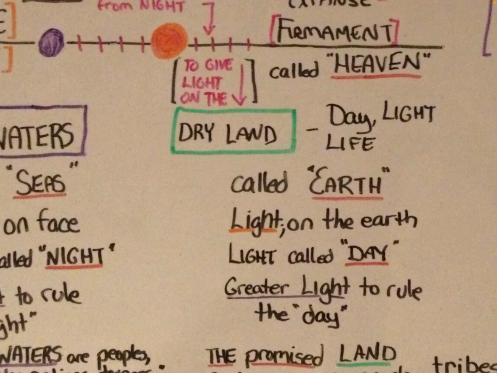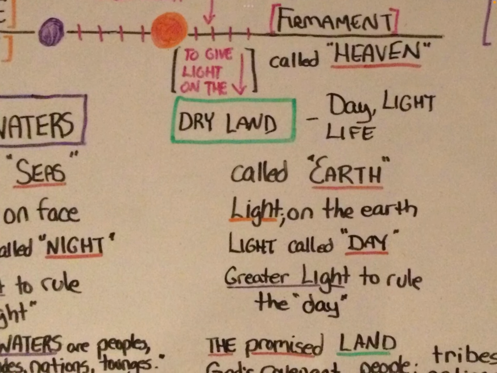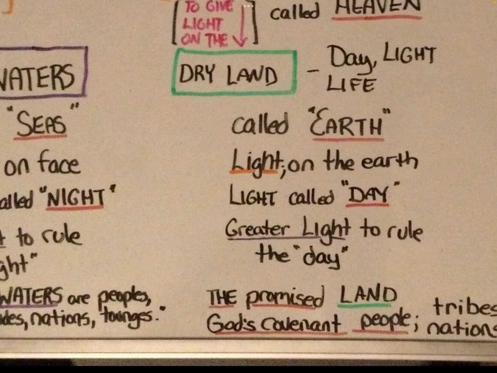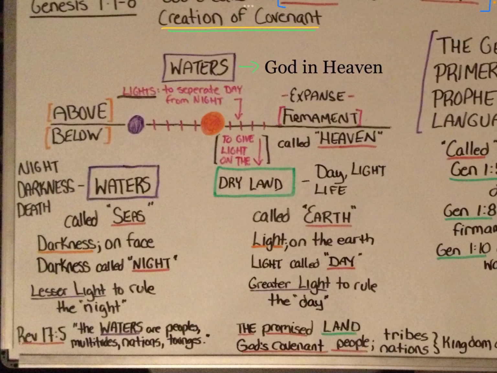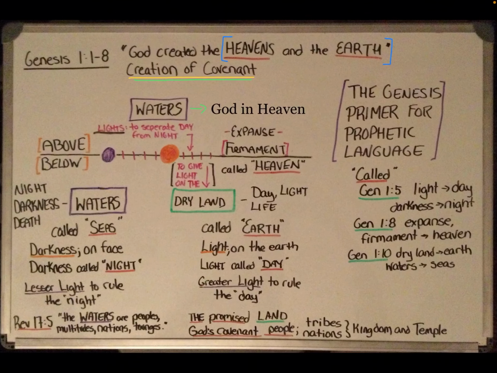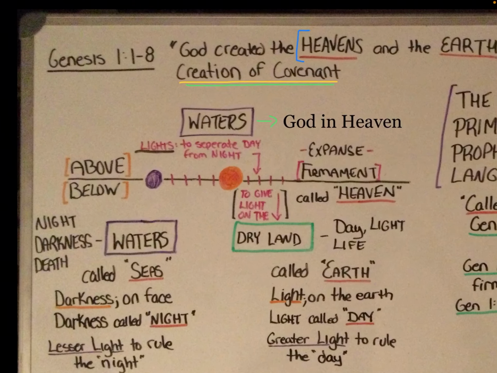So the earth got the light, and the dry land got the day, life aspect added to it, which we've already looked into: the promised land, God's covenant people, the tribes and nations, the kingdom of God being associated to the dry land or the earth.